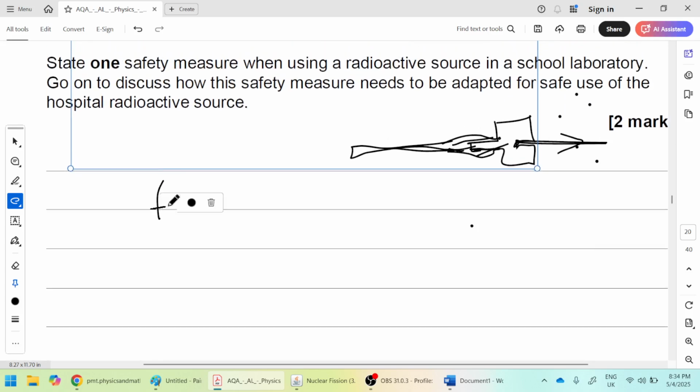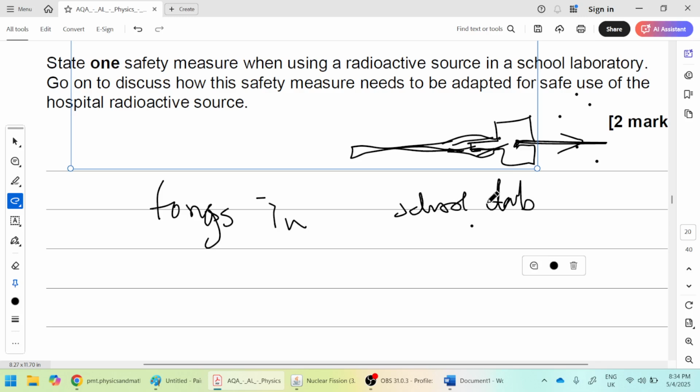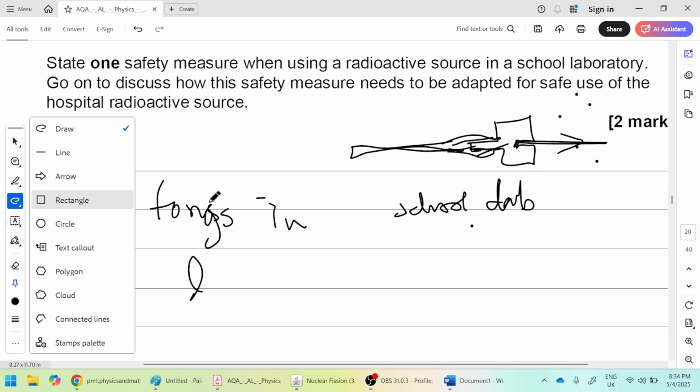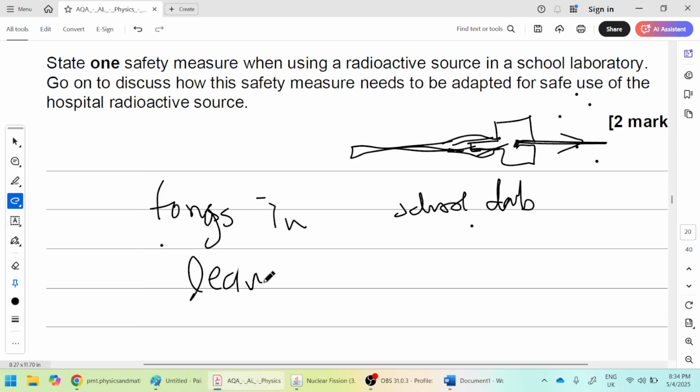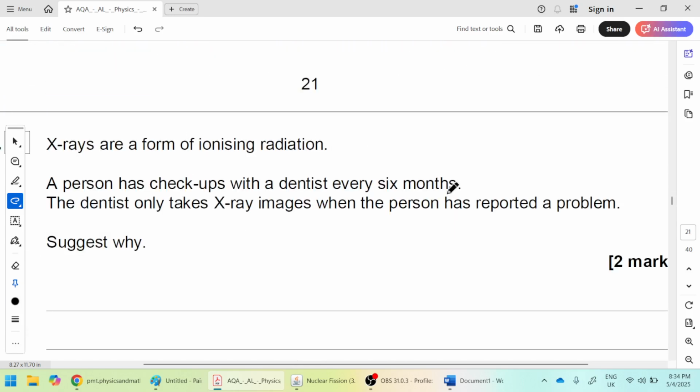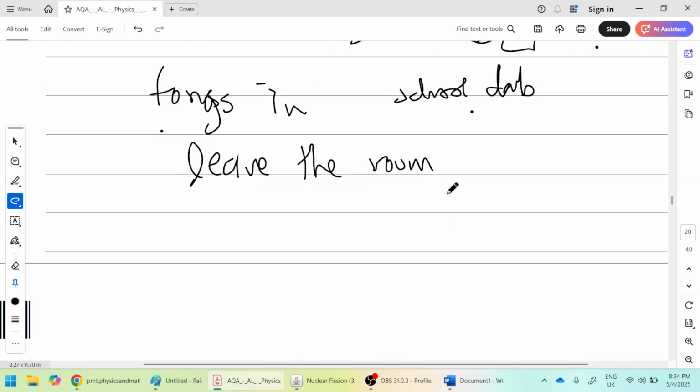So if I say use of tongs in school lab, how to adapt that for the hospital? Maybe leave the room. Sorry, this is really annoying me. For hospitals, you'd have to adapt it like that, or maybe use a robot to control it, something like that, where you are not even in the range.